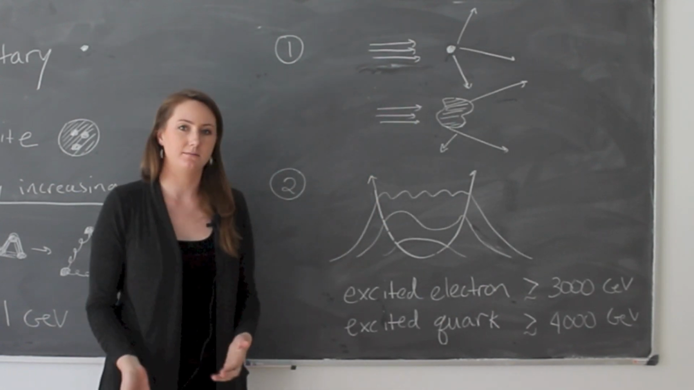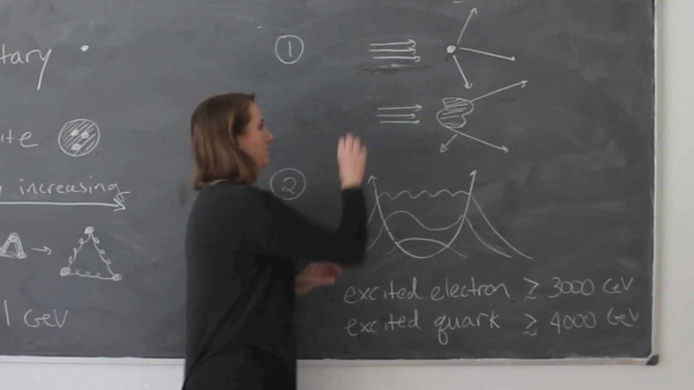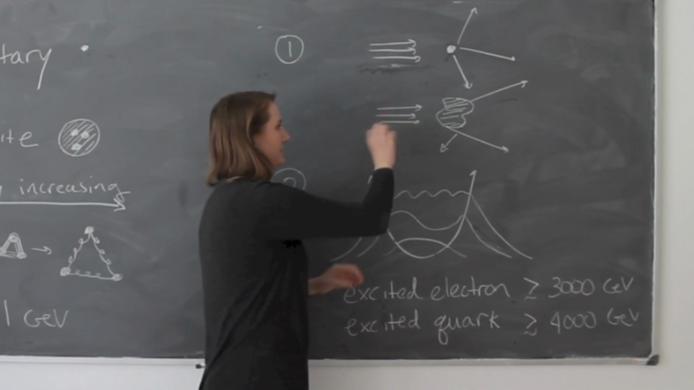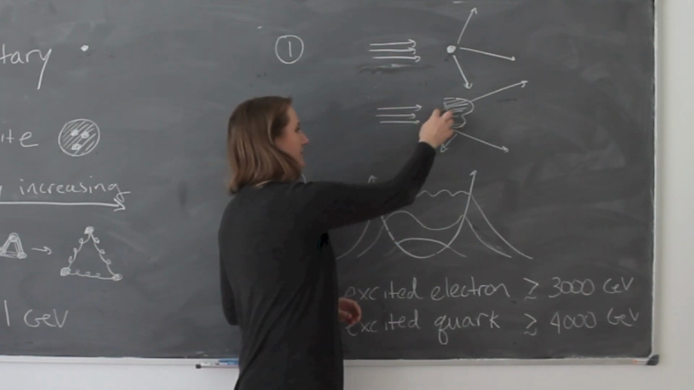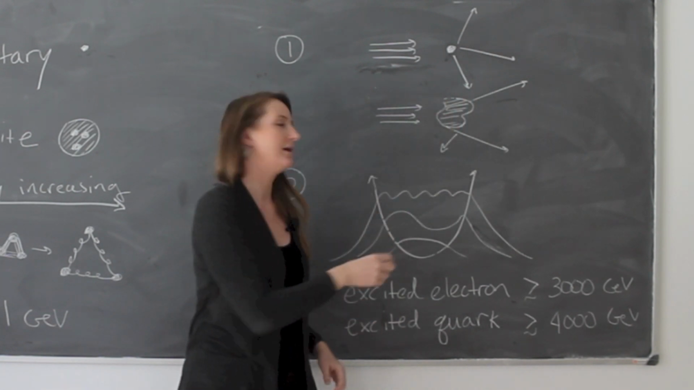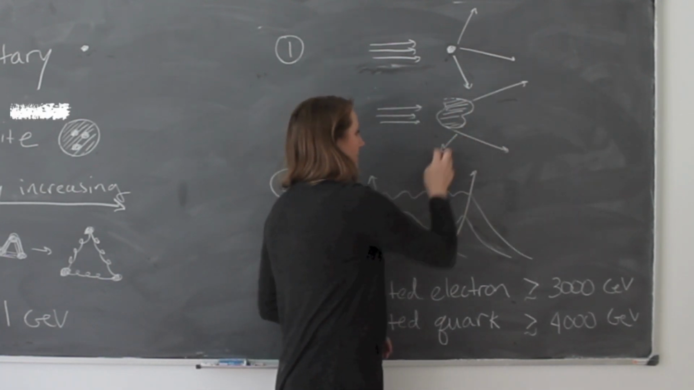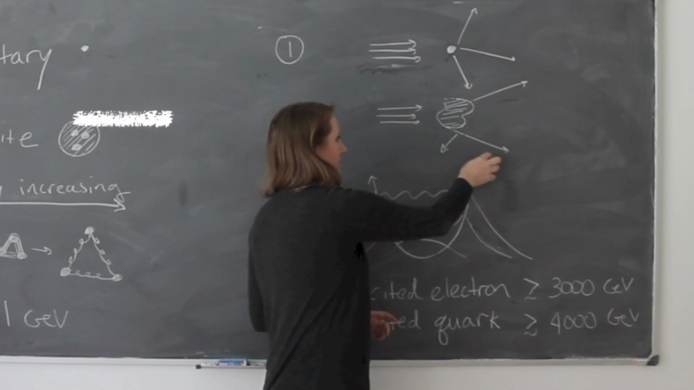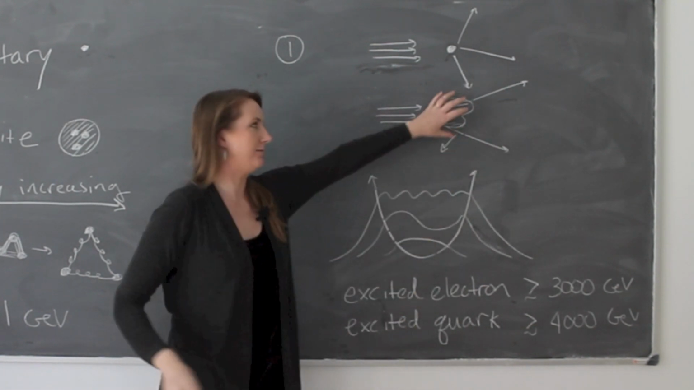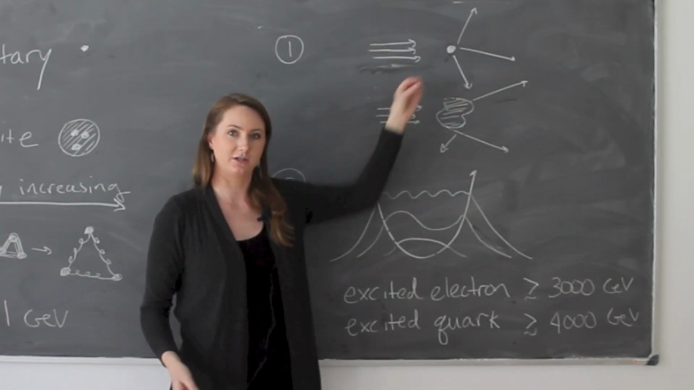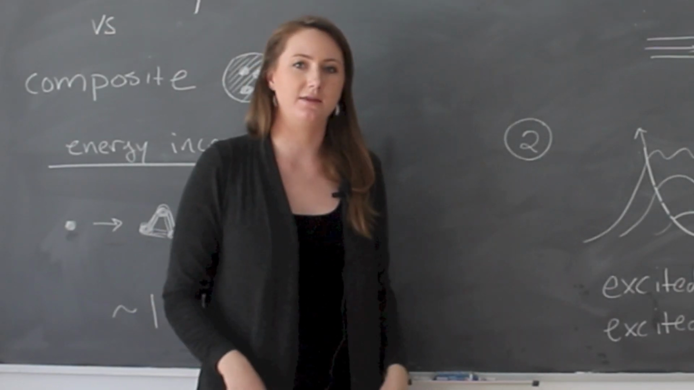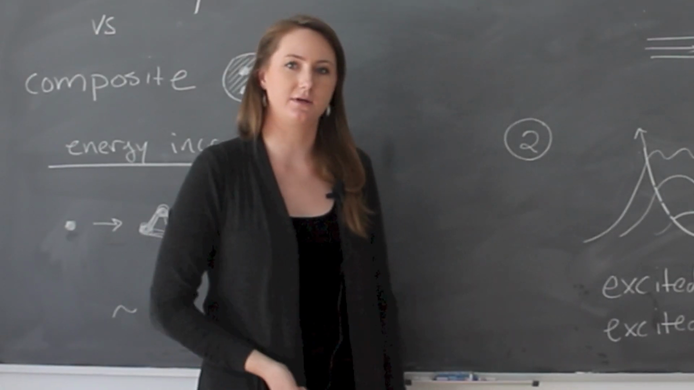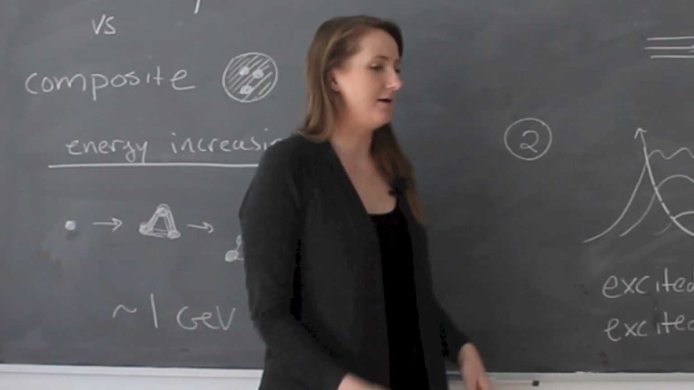If quarks and leptons are composite, however, eventually we'll be able to bounce things off them at high enough energy that we can see that they look more like a blob. And as the particles scatter off, we can reconstruct where things came from and maybe resolve a bit of this blob picture.